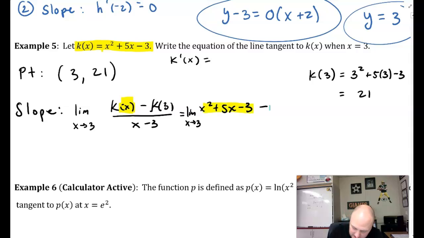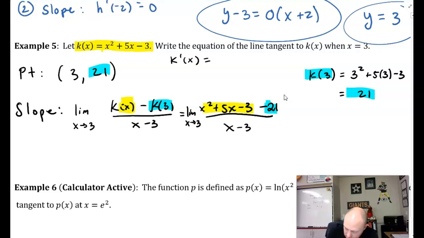Minus, now I need k of 3. Minus k of 3. And k of 3 we found, here's k of 3, wasn't that 21? So I can put, okay, minus 21. There we go. All over x minus 3. That doesn't change. And the structure of these problems is the same. You're going to get your function value combining with your actual function. And that's going to give you a factorable quadratic. So if I look here, -3 and -21, doesn't that give me a -24?